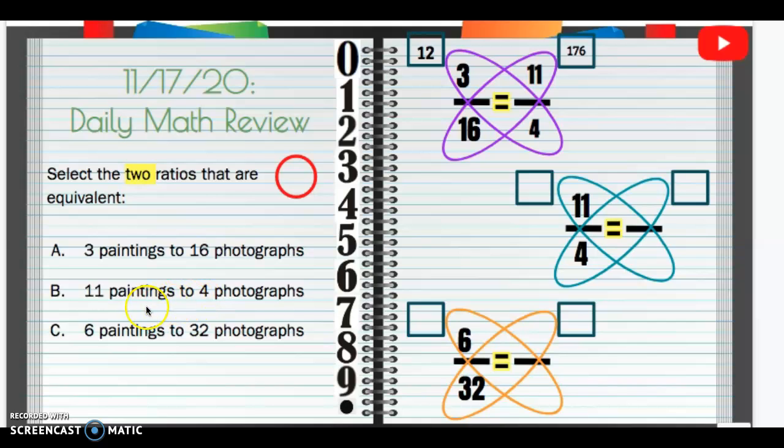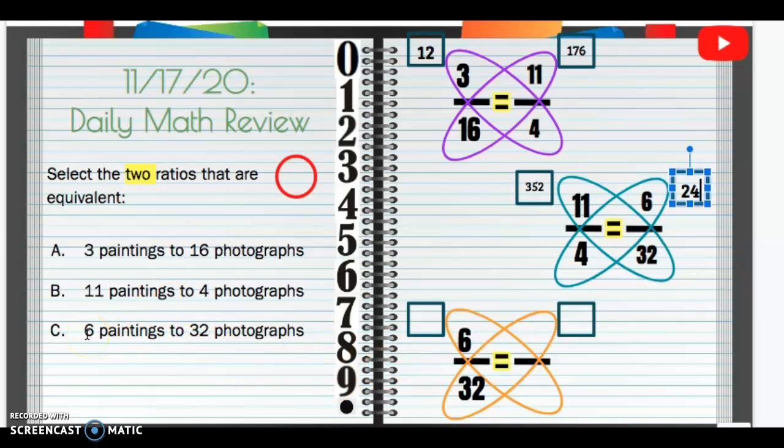So now you have to try 11 paintings to 4 photographs to 6 paintings to 32 photographs. So you start with 11 and 4, and you start with 6, and then 32. And then you sit here and you're like, okay, well, 11 times 32 is 352. And 6 times 4 is 24. So 11 paintings to 4 photographs and 6 paintings to 32 photographs is not equivalent to each other.